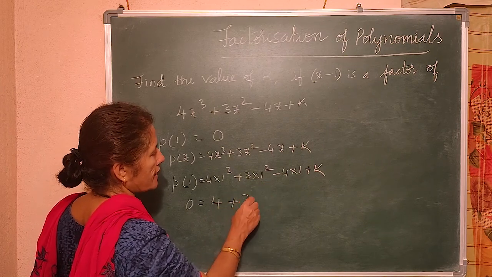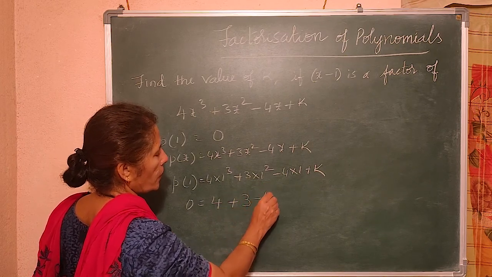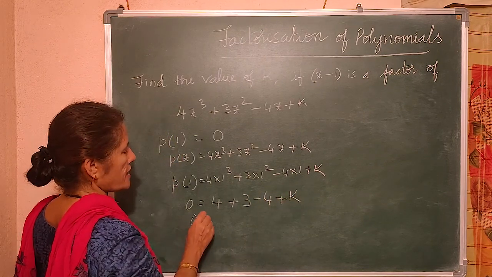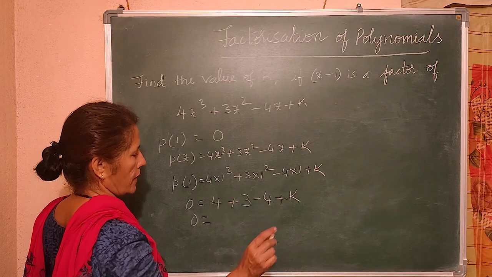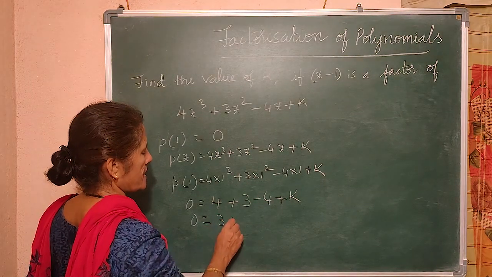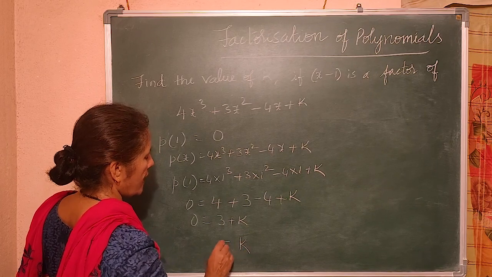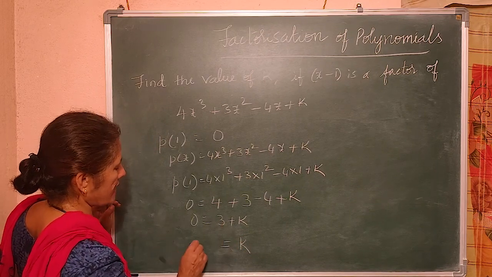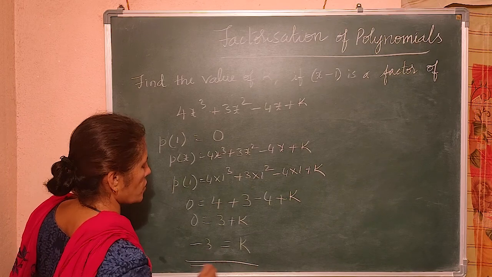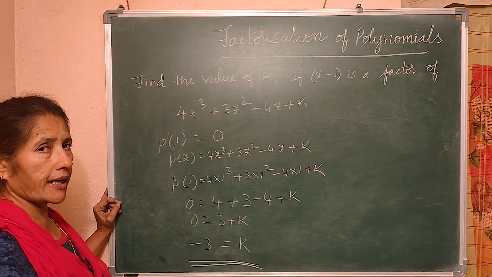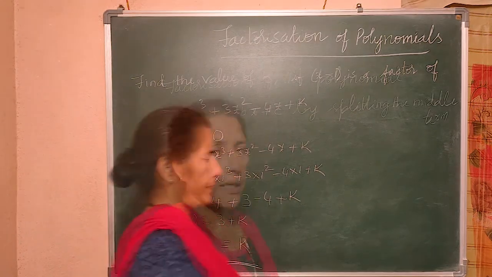So, 3 ones are 3 minus 4 plus k. So, 0 is equal to 4 minus 4, 0, 3 plus k. Let me keep k here only. k is equal to 3. You bring this side minus 3. So, what is the value of k? Minus 3. Let me go to the next one.